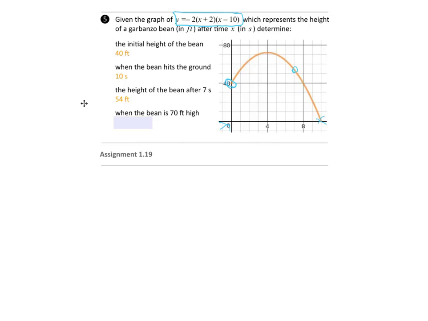Next, I ask you, when is the bean 70 feet high? Here we actually got to be a little careful. Because it is a parabola, there's actually going to be more than one time that this happens. So there's a time here and a time here. And then you trace it down to your x values, because that's going to give you your time in seconds. So the first time would be 3 seconds. Then the second time would be 5 seconds.